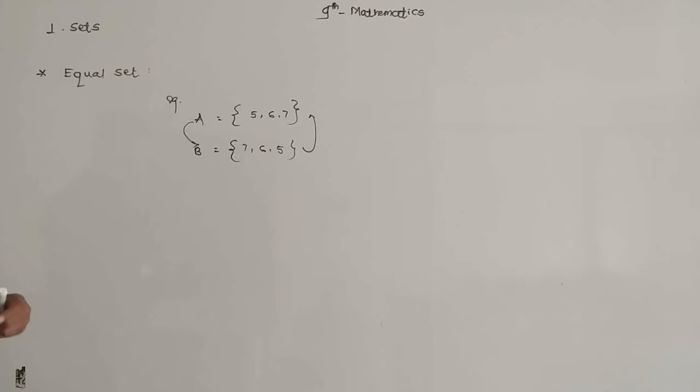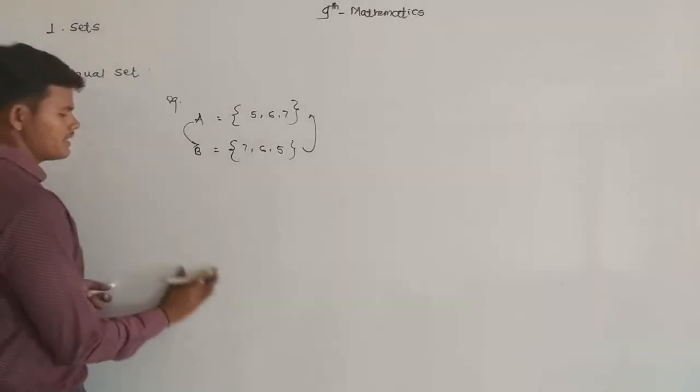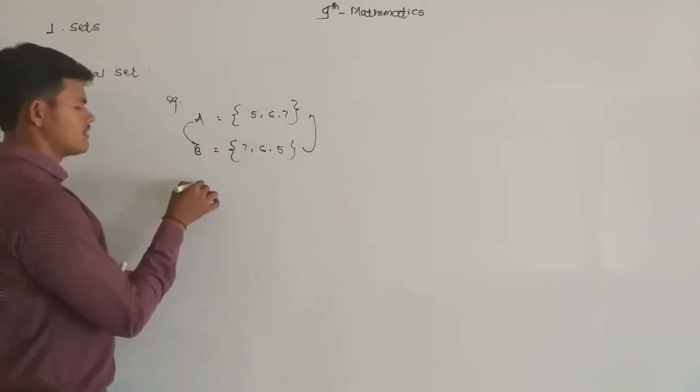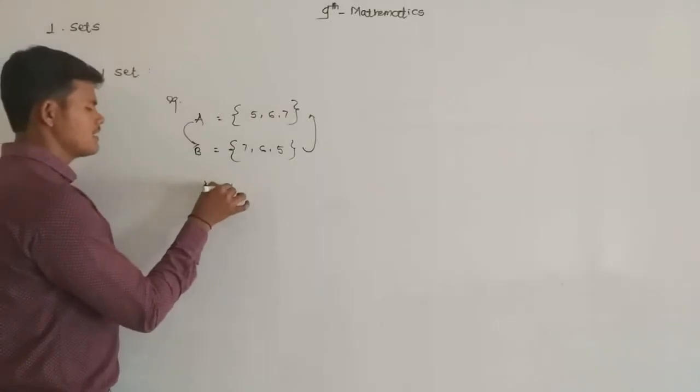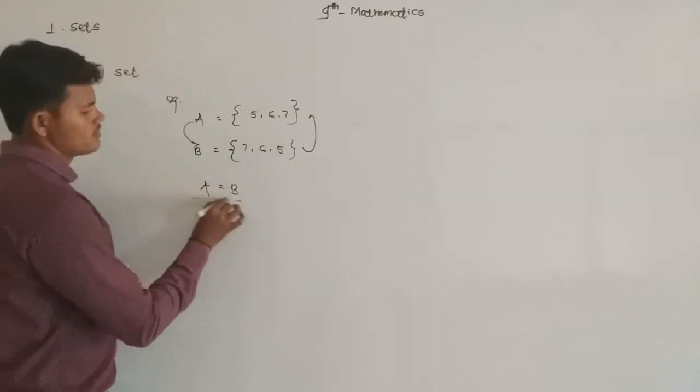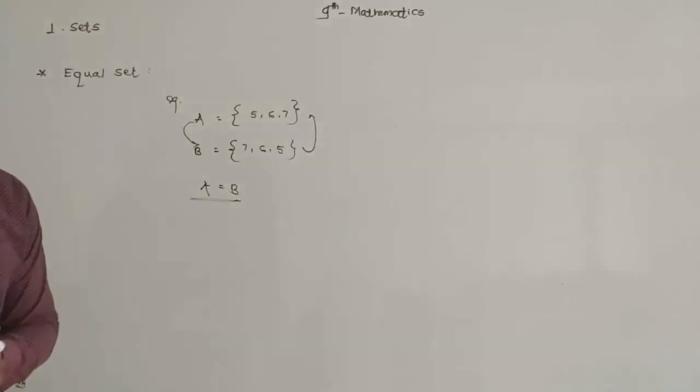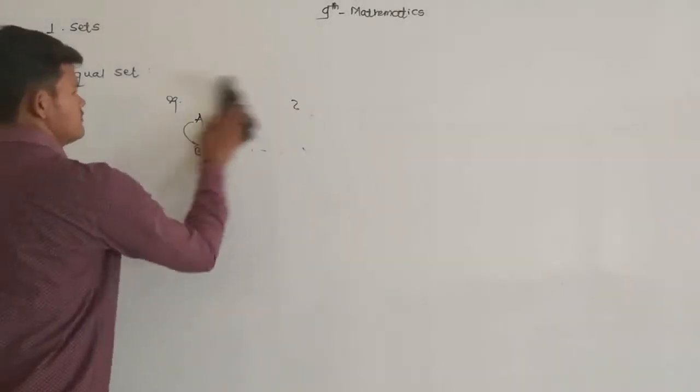So how are equal sets represented? Set A and set B are equal, and this is represented mathematically as A is equal to B. First of all, let's see the definition.